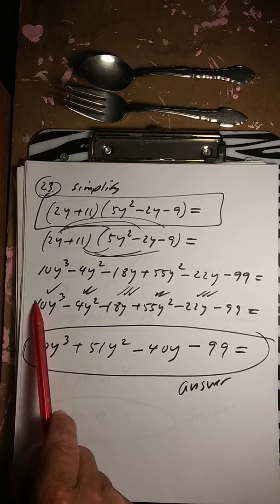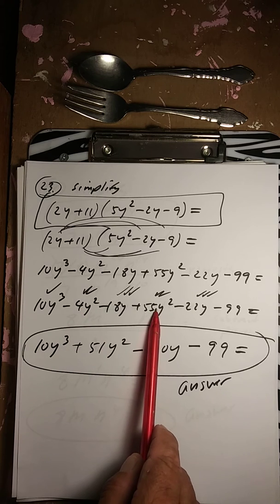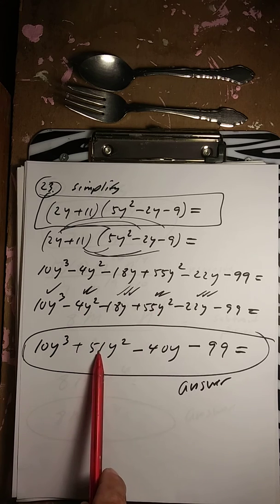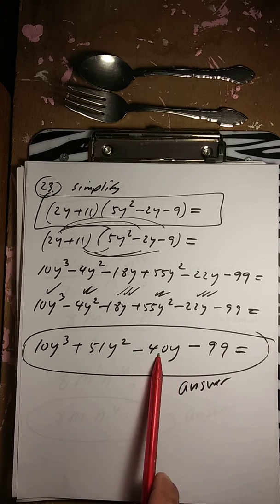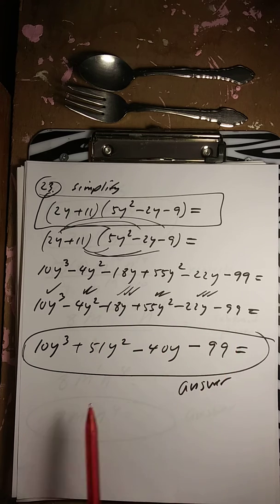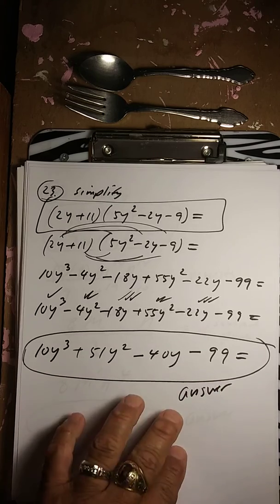Now 10y cubed, leave it alone. Negative 4y squared plus 55y squared is 51y squared. Negative 18y and negative 22y is negative 40y, and then negative 99, just drop it. 10y cubed plus 51y squared minus 40y minus 99.